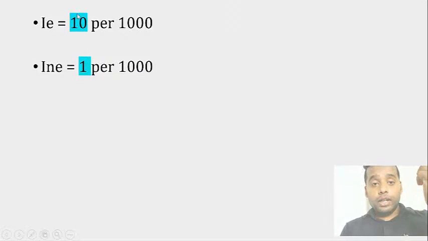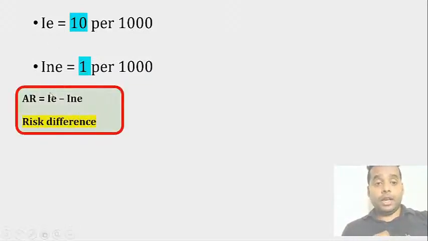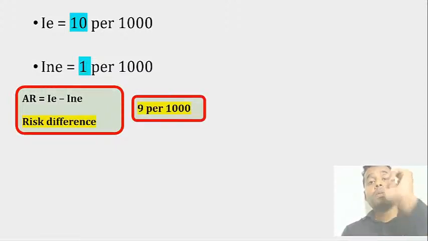When you calculate 10 by 1, that is dividing, you get ratio, that is different. Risk ratio I will discuss in my next slides. Here I am discussing the alphabet A. You know the formula. Subtract these two entities. 10 minus 1, that is 9 per 1000. What is the importance of this number 9?